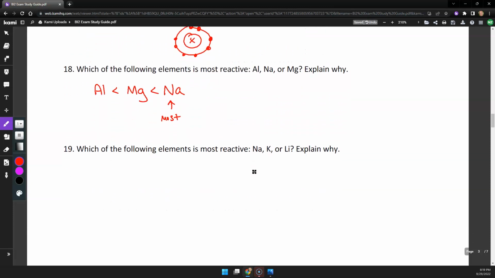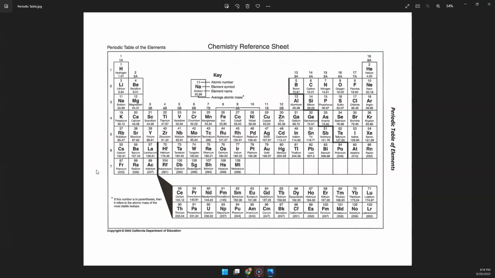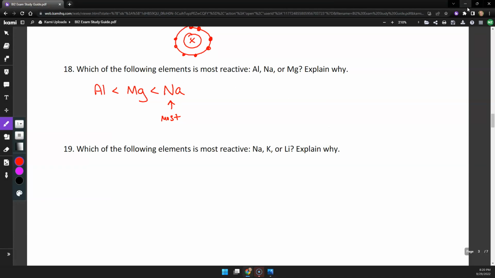Okay, the next one we have is sodium, potassium, and lithium. So lithium, sodium, potassium. As we go down that group, remember the atom gets bigger, our valence electrons get further away from the nucleus. So potassium is going to be the most reactive, then sodium, and then lithium. Lithium is the smallest. The valence electrons are the closest. So most reactive is going to be potassium, then sodium, and then lithium. So potassium will be our most reactive.